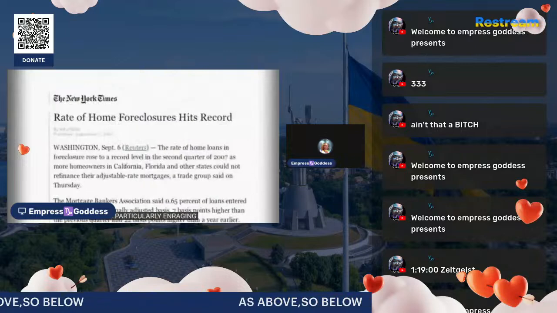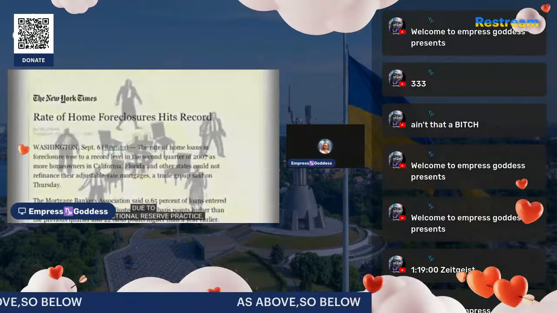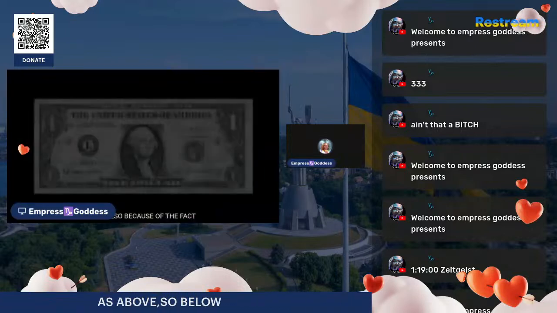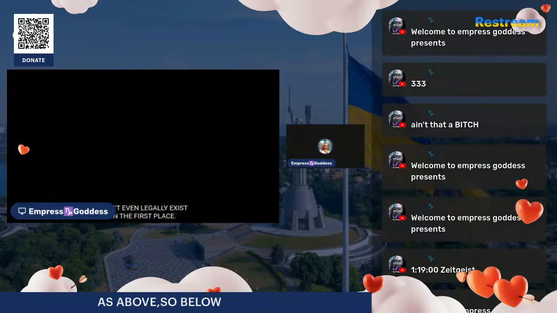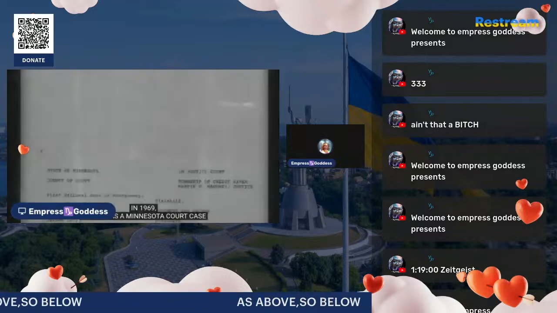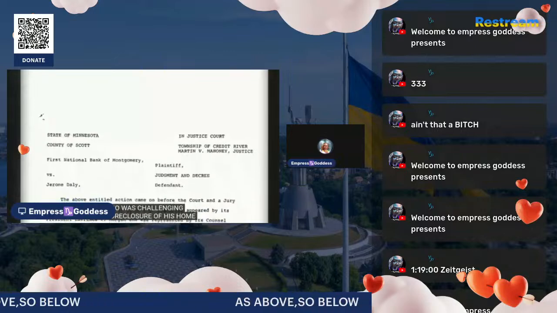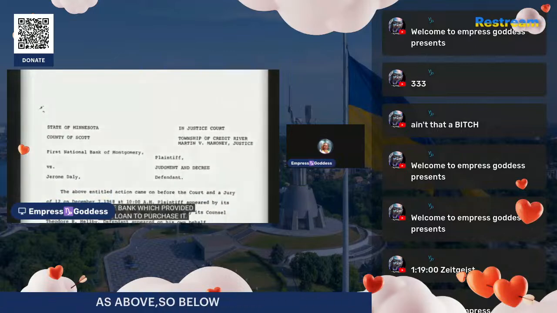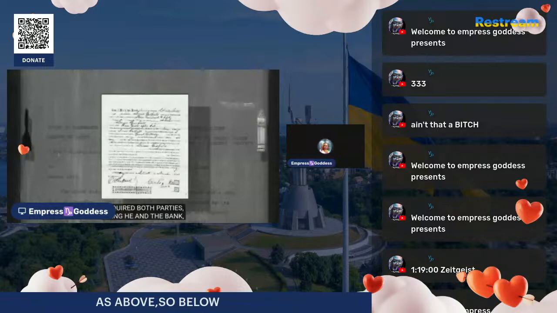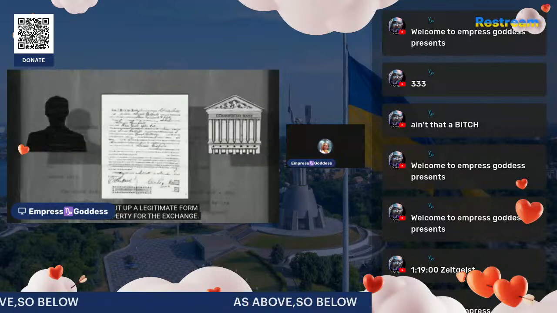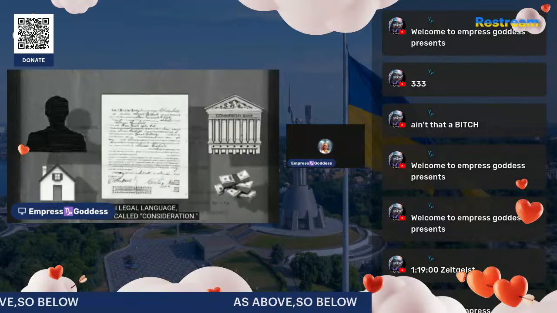This is particularly enraging when you realize that not only is such a default inevitable due to the fractional reserve practice, but also because the money that the bank loaned to you didn't even legally exist in the first place. In 1969, there was a Minnesota court case involving a man named Jerome Daly, who was challenging the foreclosure of his home by the bank which provided the loan to purchase it. His argument was that the mortgage contract required both parties, being he and the bank, each put up a legitimate form of property for the exchange. In legal language, this is called consignation.